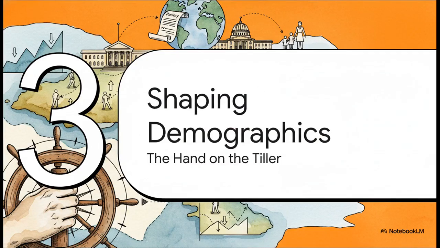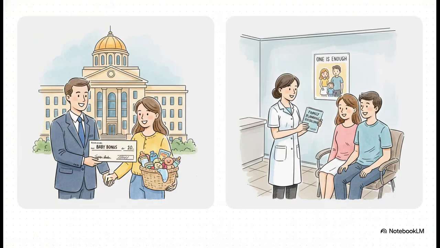But hang on, population change isn't just some natural process that happens on its own. Governments have a huge say. They actively try to steer their country's demographic future with different policies. So when governments want to step in, they basically have 2 main tools in their toolbox.